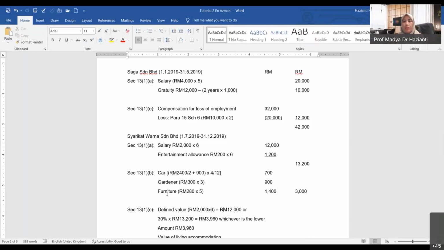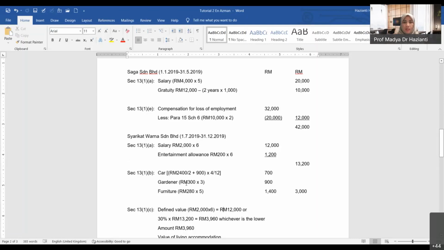Fully furnished living accommodation. Okay. So here, the car, dia dapat kereta. So kereta dia, it is not mentioned dalam ni. Kereta, okay. Kereta dia more than 5 years old. So kalau more than 5 years old, go back to the table.